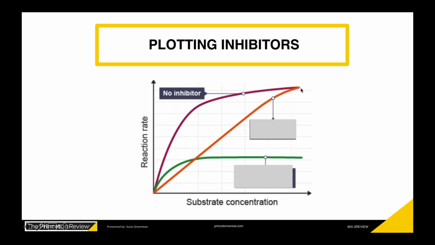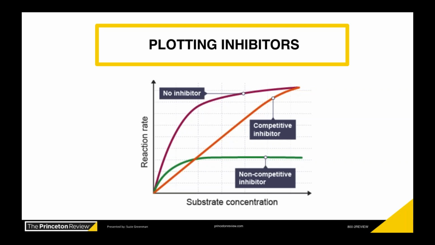Well, you want to ask yourself, what happens to Vmax and what happens to Km? Well, Vmax doesn't change, and there's only one kind of inhibitor where Vmax doesn't change, and that's a competitive inhibitor. And my second one, my Vmax does change, and if I were to calculate my Km, I would see that my Km did not change, so it's a non-competitive inhibitor.